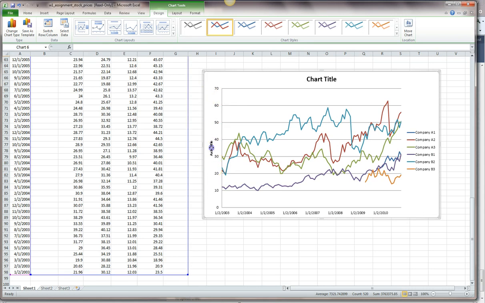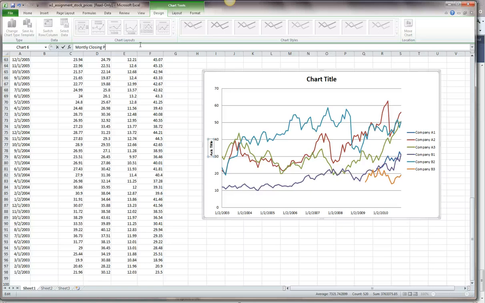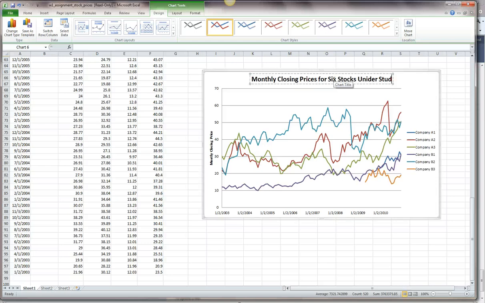And then we enter the axis title, and here we could say monthly closing price, and similarly we could insert chart title, say monthly closing, very bad at spelling or typing, closing prices for 6 stocks under study.